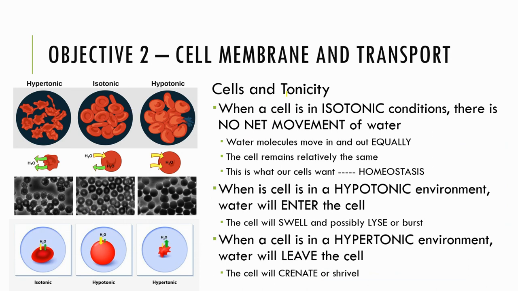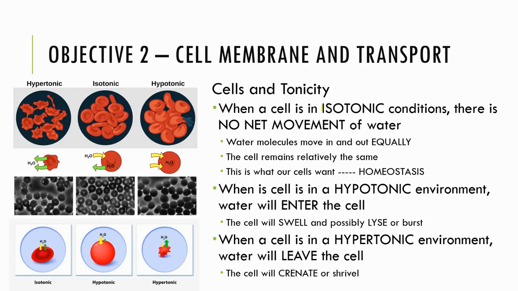And so in cells, this is really important because this is one of those homeostatic mechanisms, and we want to make sure that we have water balance in our bodies. Because if water goes into the cells too much or comes out of the cells too much, then we're going to start to have some bad things happening to ourselves, and we do not want that. So homeostasis is going to be key.